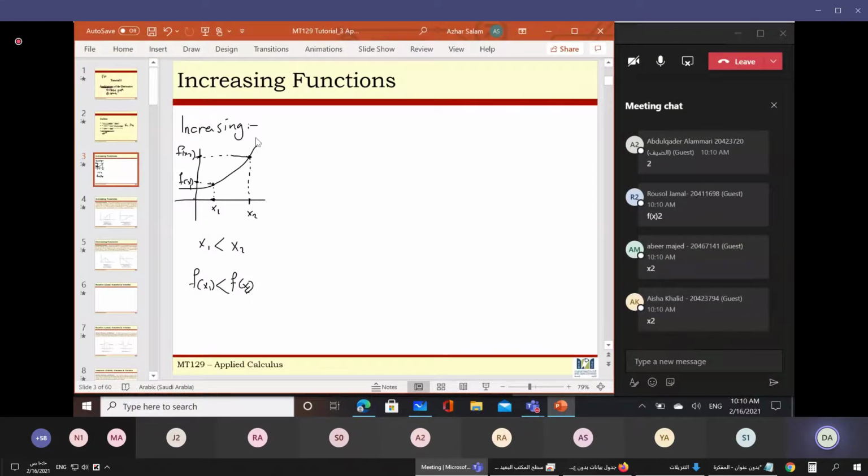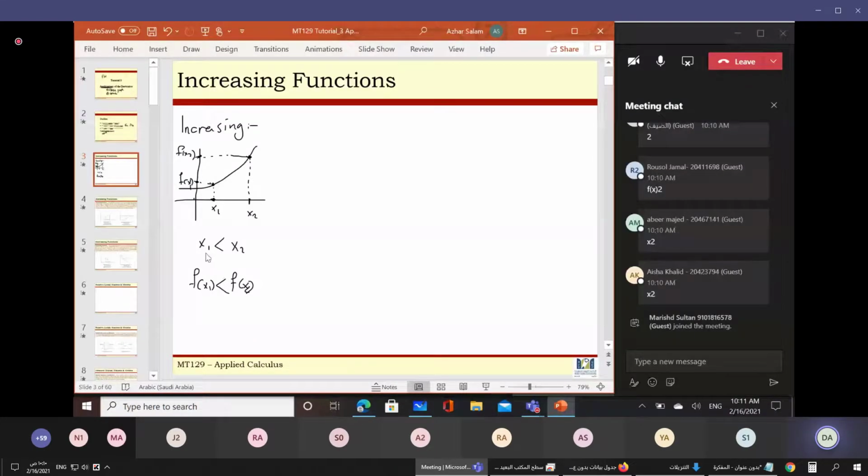If f is increasing in some interval, if I have x1 and x2 and x1 is less than x2, then f of x1 is less than f of x2. Okay, here we call the function increasing. The first value being less than the second gives us that the function value at the first is also less than the function value at the second. This is the definition of an increasing function.